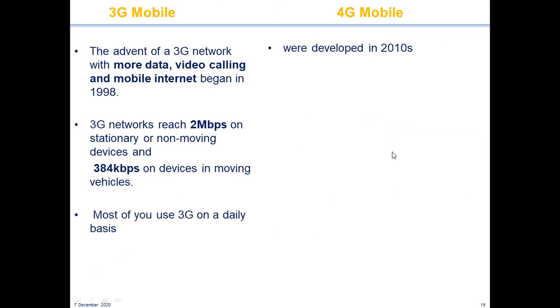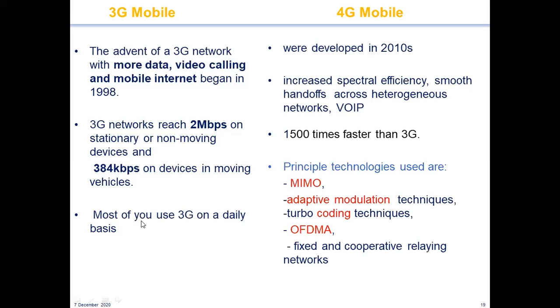To begin with 3G, let me quickly review the 3G features. The advent of 3G networks, with more data, video calling, and mobile internet, began in 1998. 3G networks reach 2 Mbps on stationary or non-moving devices and 384 kbps on devices in moving vehicles. Most of you must have used 3G on a daily basis. Now coming to 4G, I will compare the 4G features with 5G in the next slides.